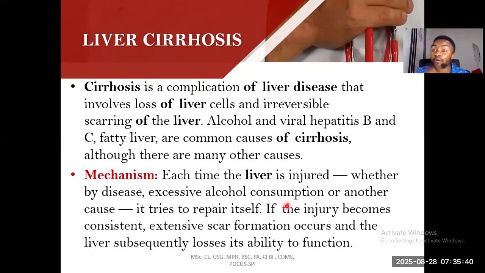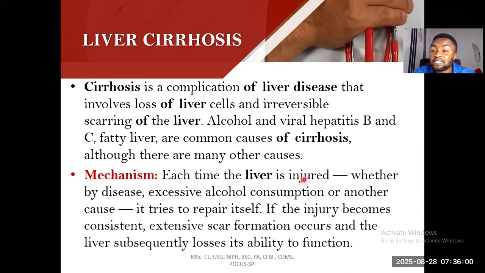So these things, if you don't regulate them, can cause continuous inflammation in the liver. Fat deposit in the liver can cause continuous inflammation and cause scarring of the liver. Do you understand? Okay. So those are the commonest causes of liver cirrhosis.